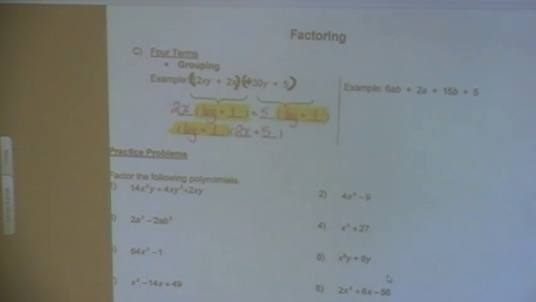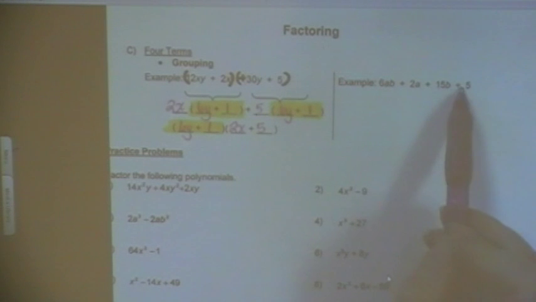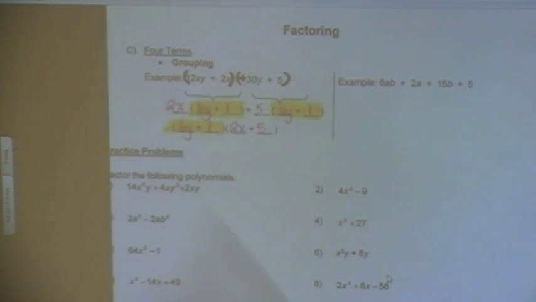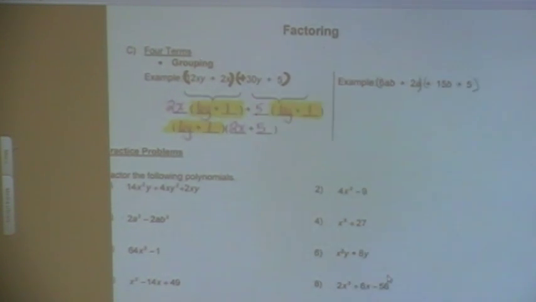First, is there a GCF in the entire thing, all 4 terms? And I look at it, and there's not. There's nothing that will divide evenly into all 4 terms. Because there are 4 terms, I know this is going to be factoring by grouping. So I go ahead and I group the first set of numbers together and the second set.